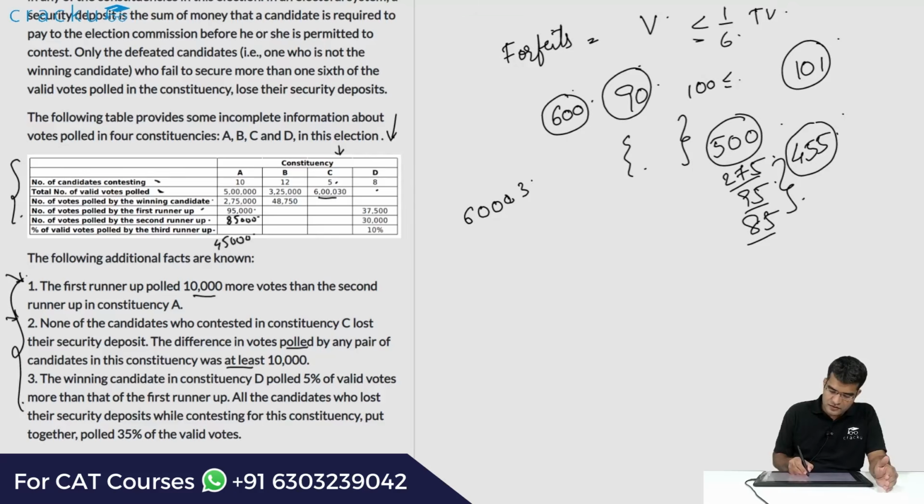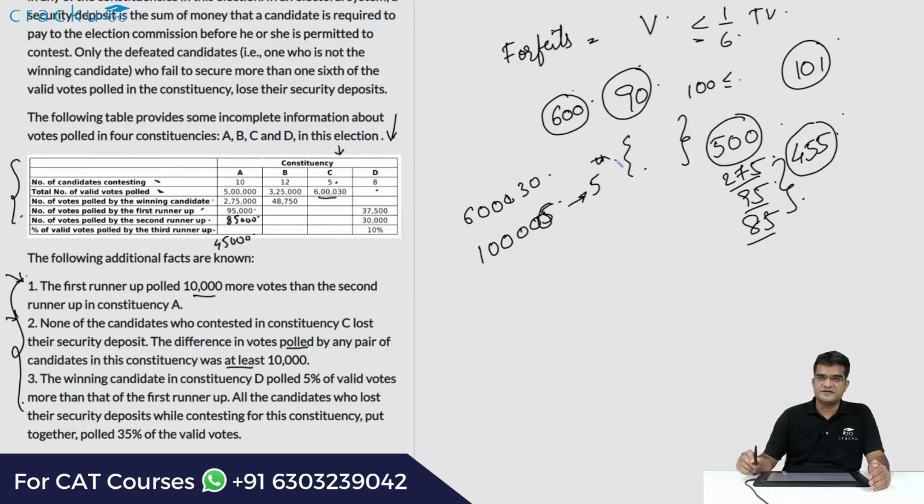So in order to not lose the security deposit, what is the minimum number of votes that a person should get? Let us first divide this by 6, that will equal 1 lakh and 5 thousand votes. This is 1/6 of the total votes. But in order to not lose the security deposit, the person should get at least 1 vote more than this. That is, the least number of votes has to be at least 1 lakh 5 thousand and 1. This has to be the minimum number of votes received by the 5th person, who got the least number of votes. So what is the minimum number of votes received by the 4th highest person?